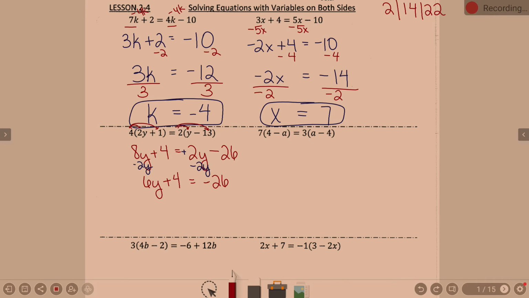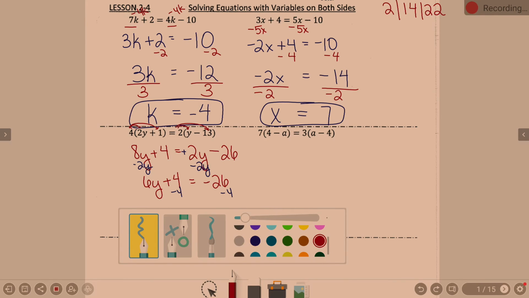Now, can I call in Lily here? If it's 6y plus 4, do you know what that next step is? It's kind of like right here when we had 3k plus 2, what did we do? And we had negative 2x plus 4, what did we do? Yep, you got it. If it's 6y plus 4, we're going to subtract the 4. If we subtract the 4 on the left, we subtract the 4 on the right. Do the math for me.